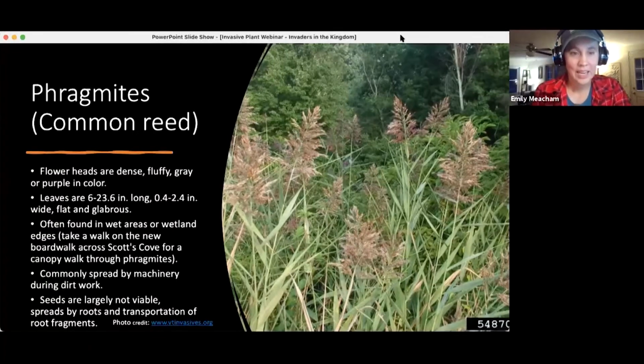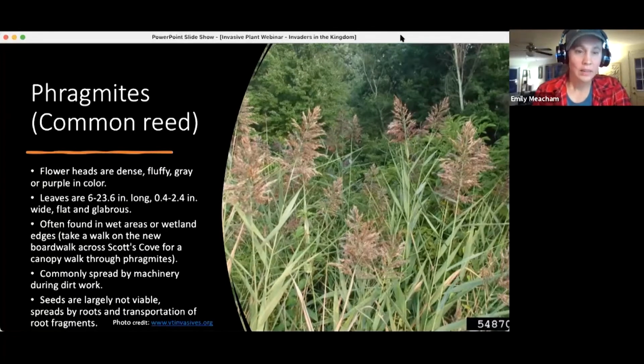And it gets pretty tall compared to native grasses and native reeds. The leaves are wide and flat, kind of like a big grass, and they're smooth, hairless. And the flower heads, which you can see in this photo, are big and kind of fluffy, like if you saw a flower of a grass, but like times 20. And usually they're purplish, I think, in color. So this is a great photo.